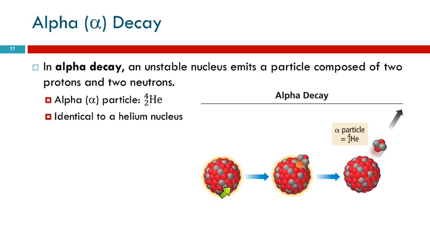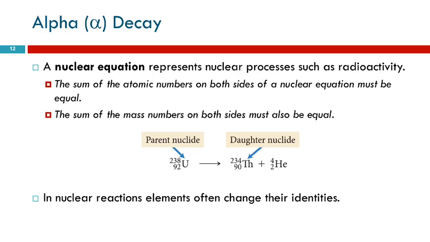So this picture is a large nucleus. We're not showing electrons. Here's the nucleus, and part of it shoots out two neutrons and two protons together, and that's the same as a helium nucleus. It's called alpha decay. You do need to memorize that an alpha particle is this, right there. You should know that. So, a reaction is occurring. Things are changing, and so we represent these processes with nuclear equations.